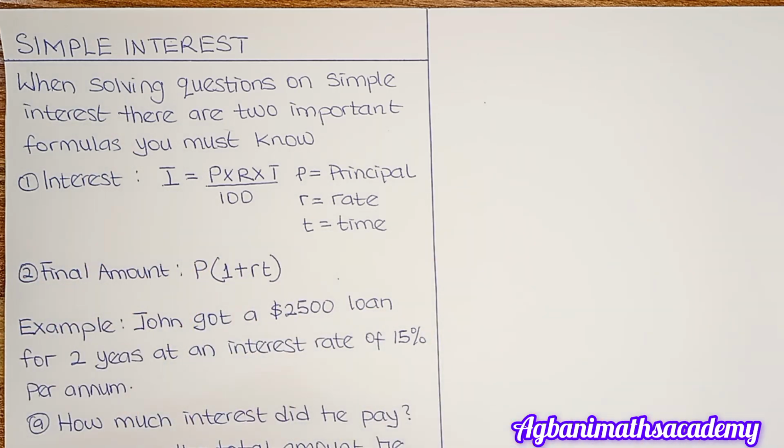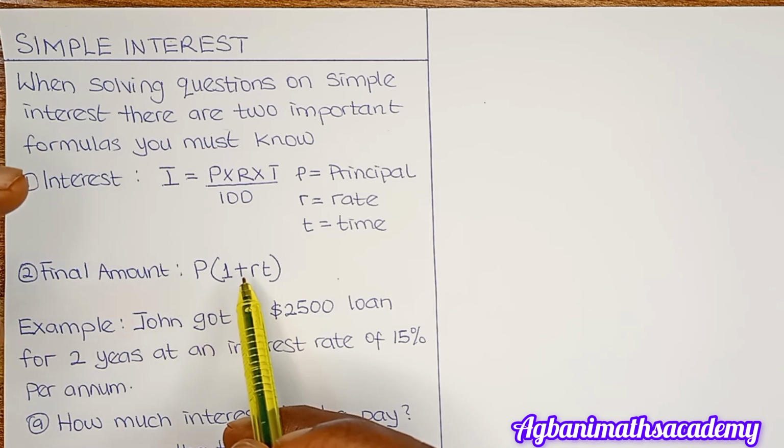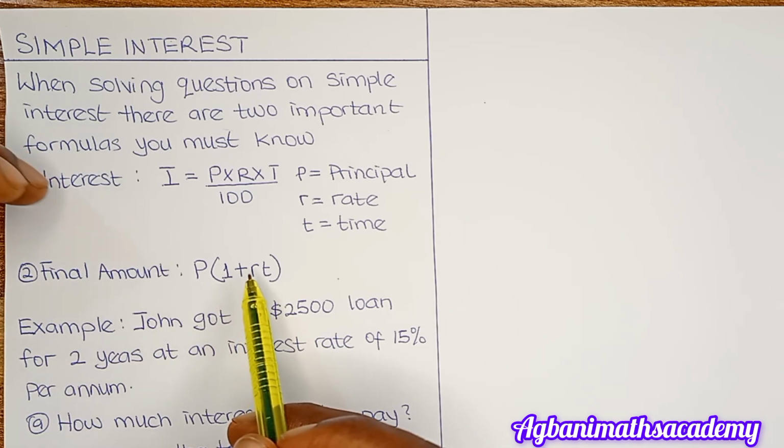When you take a loan or go into an investment, there is an amount that you put in as an investment. When you are getting back your money, you're going to get that amount back plus the interest. That gives you the final amount. So don't confuse these two. Sometimes you might be told to find the interest, and sometimes to find the final amount.